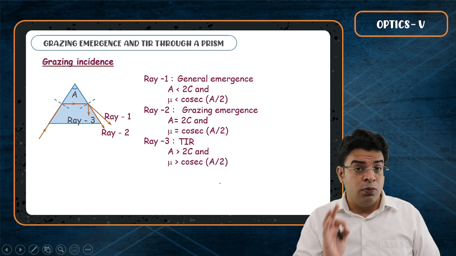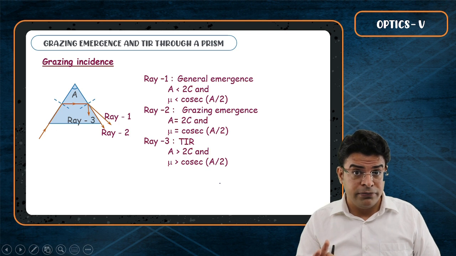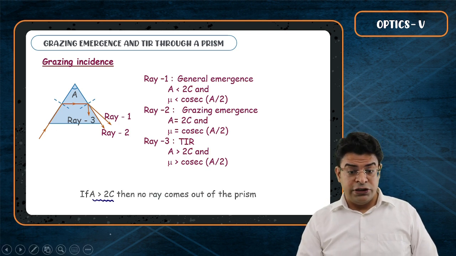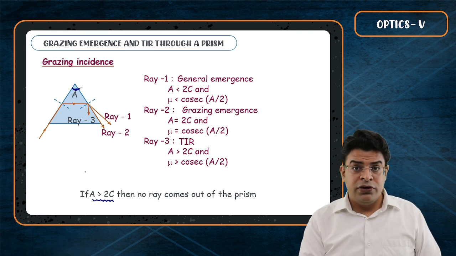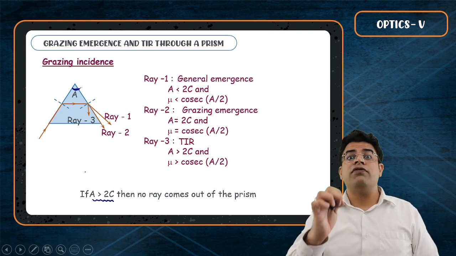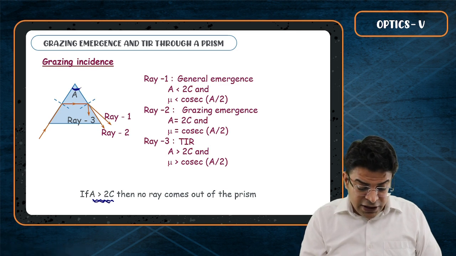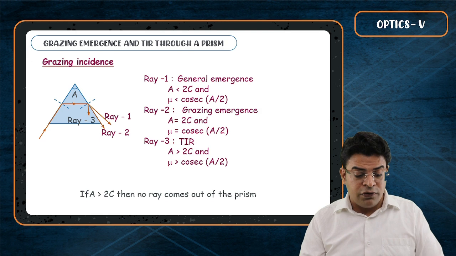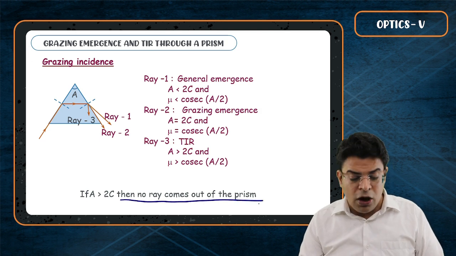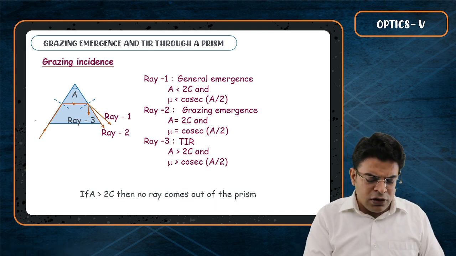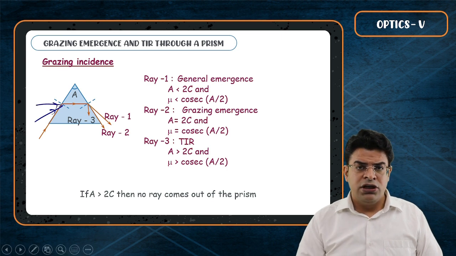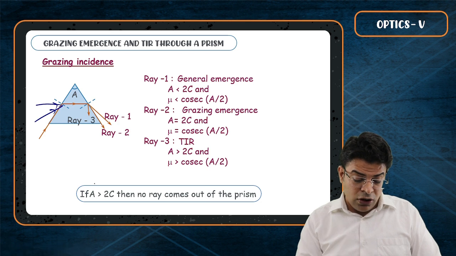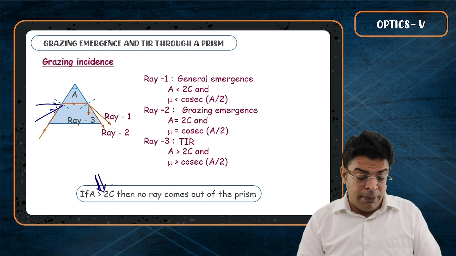Now here comes one very important line. And this line is, if A is greater than 2C, if the apex angle is greater than 2 times the critical angle, then no ray will come out of the prism. No matter what the angle of incidence is, no ray will come out of the prism. And this is called the condition of no emergence.